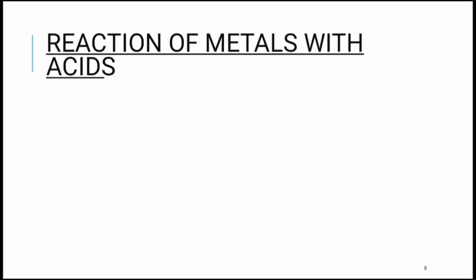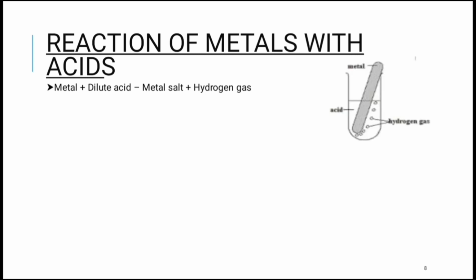Reactions of metals with acids. If you take any metal and put it with acid, it will form metal salt plus hydrogen. For example, here we have a beaker and acid is poured into it, and a metal rod is put into the acid, and when it is put in, you can see that hydrogen gas bubbles are formed.